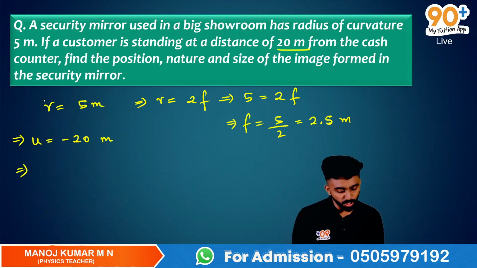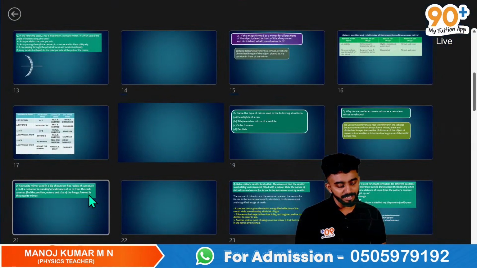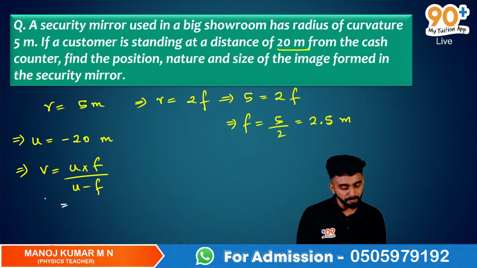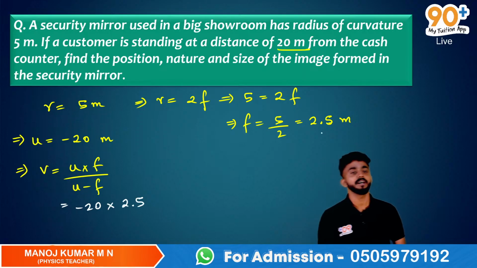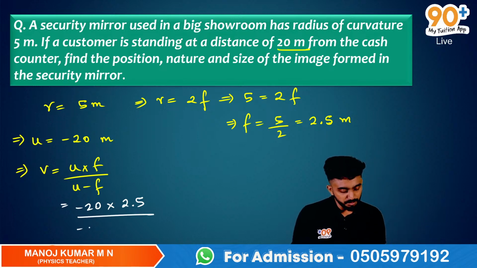So we need to find out the position, nature and size of the image. Image distance V is equal to U into F divided by U minus F. In the last question we used this formula; we rearranged the equation and found the values. I hope you remember. So the U value is minus 20 into the F value 2.5. Guys, the focal length of a convex mirror will be positive. So positive 2.5 divided by U, which is minus 20, minus 2.5. Not 2.8, 2.5.